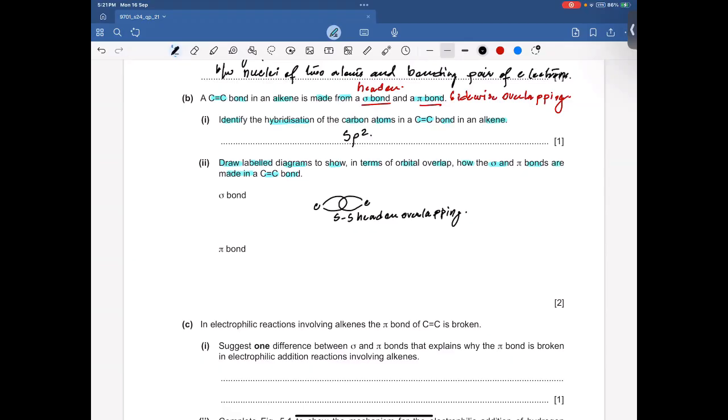All right. And the basic diagram which we have done is basically like this.